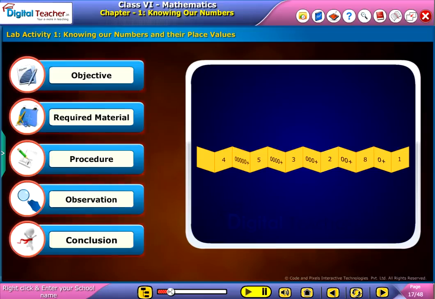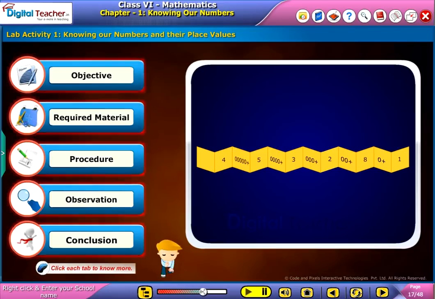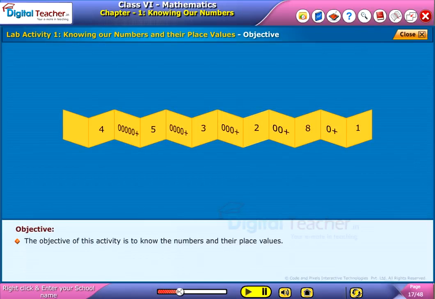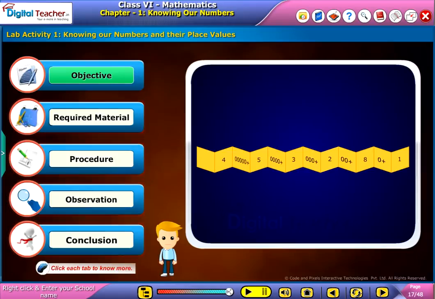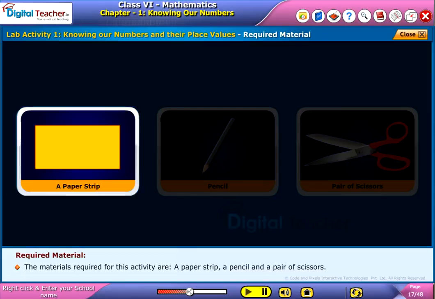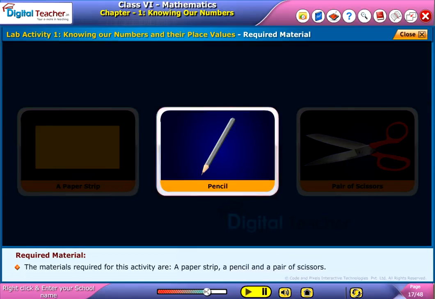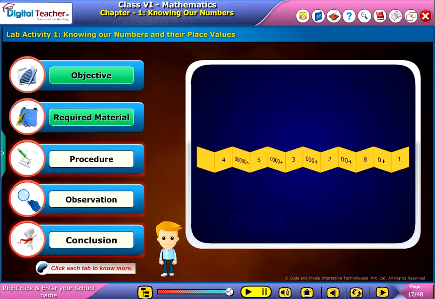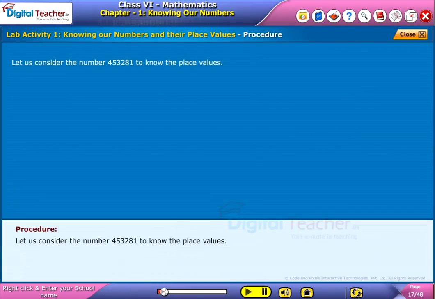Let us do a lab activity to know the numbers and their place values. Click each tab to know more. The objective of this activity is to know the numbers and their place values. The materials required for this activity are a paper strip, a pencil, and a pair of scissors. Let us consider the number 4, 5, 3, 2, 8, 1 to know the place values.